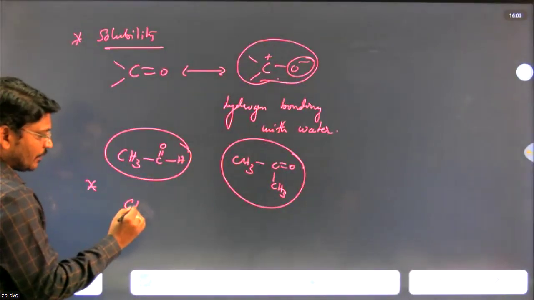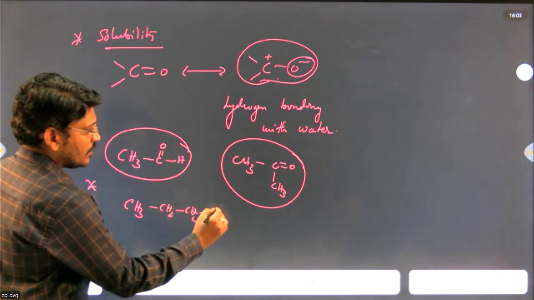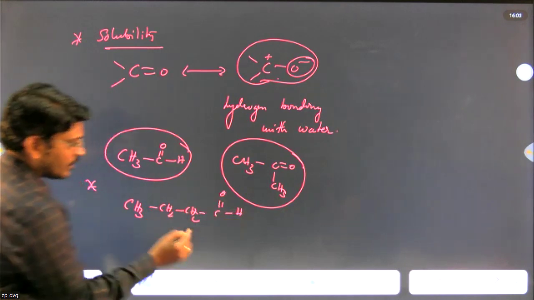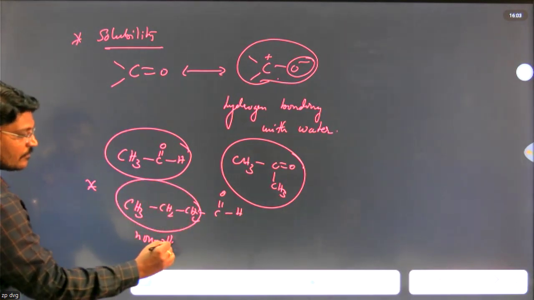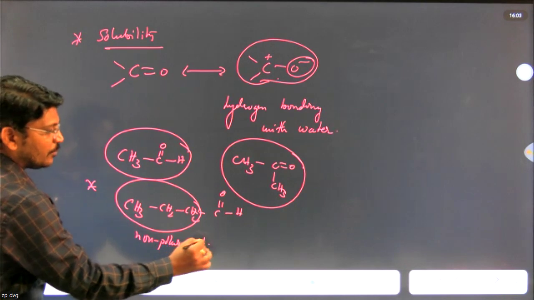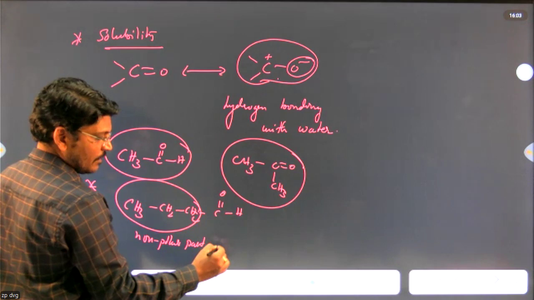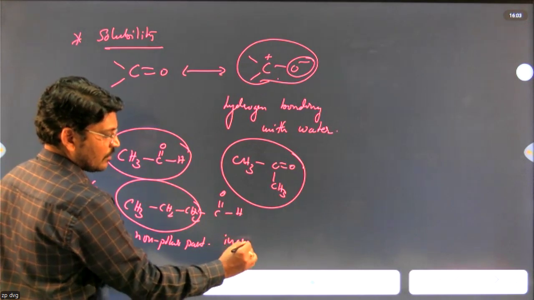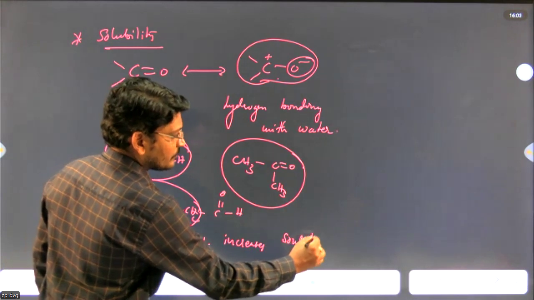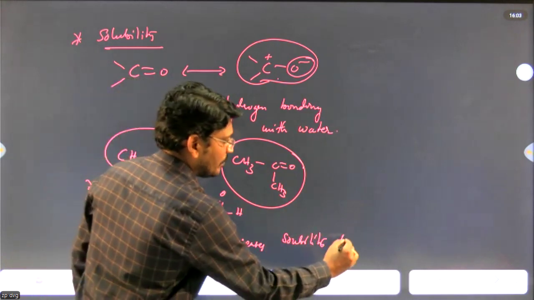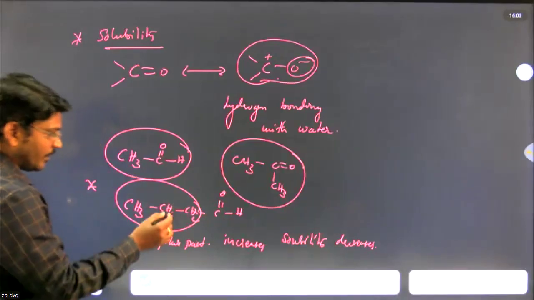And one more. Here if you use CH3, CH2, CH2, C double bond OH, this part is considered a non-polar part. As this non-polar part increases, solubility decreases. Solubility decreases. That is also a more important thing.